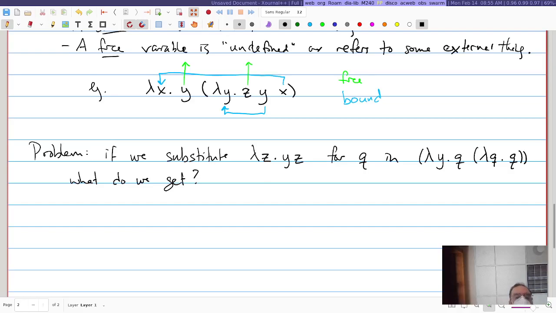So do we get lambda y, lambda z dot yz, lambda q dot lambda z dot yz? Right, so that would be what I would get if I just literally went through and everywhere I saw q, I replaced it with lambda z dot yz. Anyone want to guess what some of the problems with this are?